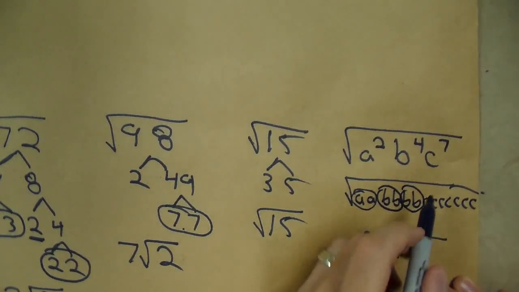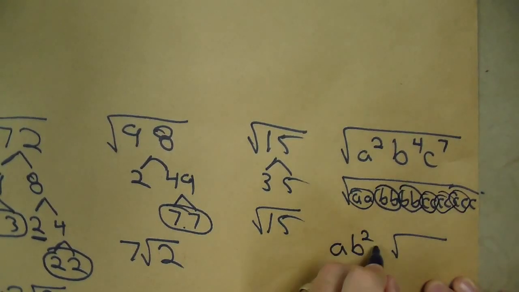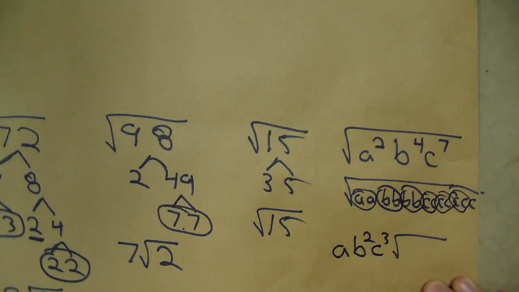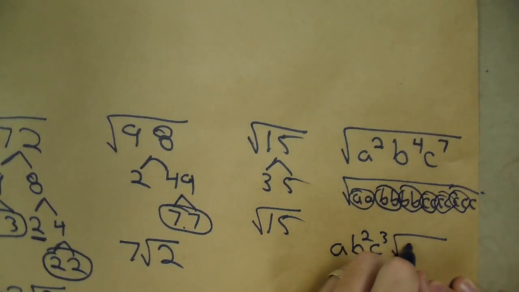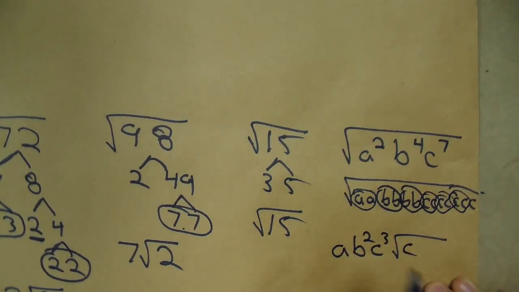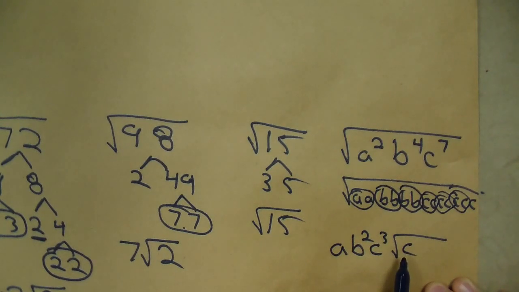Now c, I have 7 of them. So I'm going to have 1 pair, 2 pairs, 3 pairs. So I'm going to have c to the 3rd on the outside, but I have that 1 left in. That's okay, it's just left right there. So I'd say a b squared c cubed times root c, or the square root of c.